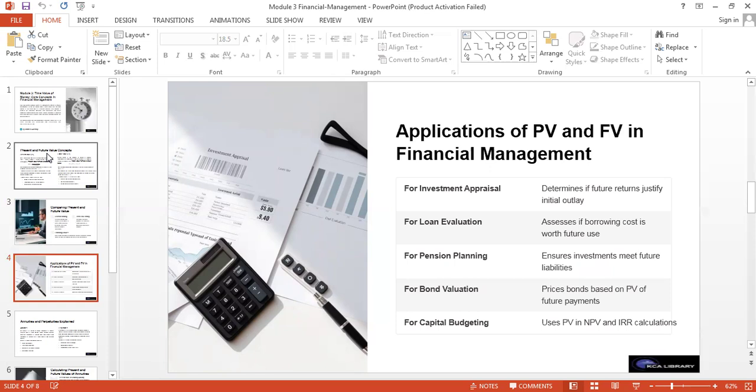And for bond valuation, it applies in financial management where one prices bonds based on the PV of future payments. And for capital budgeting, it uses PV in NPV and IRR, which is internal rate of return, and net present value calculations.